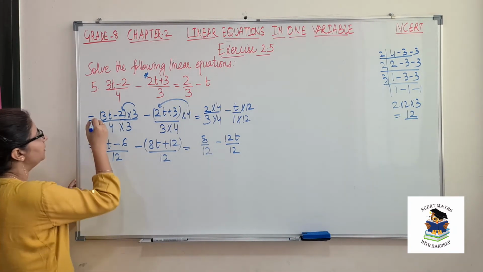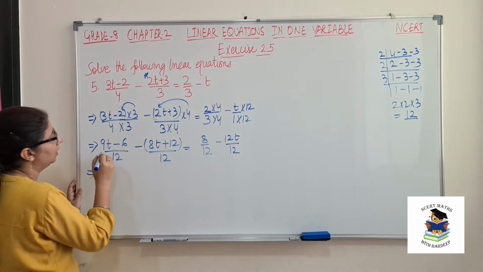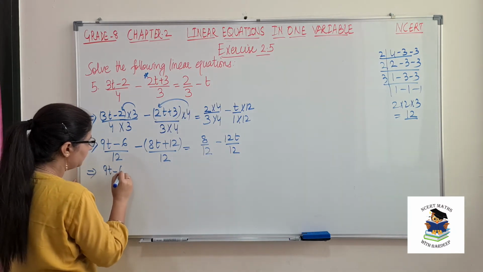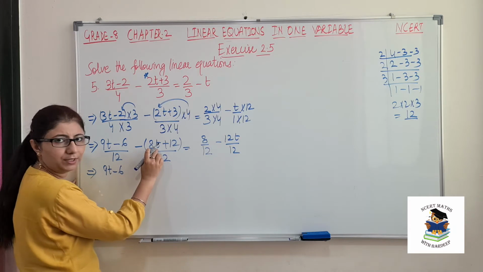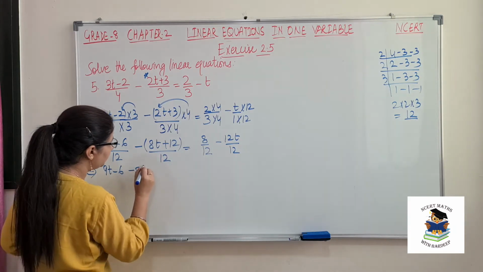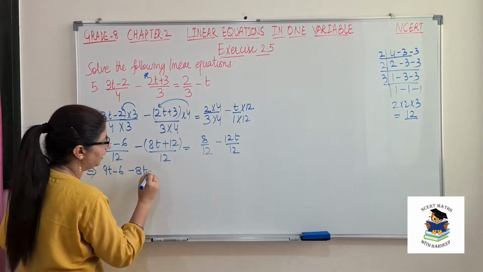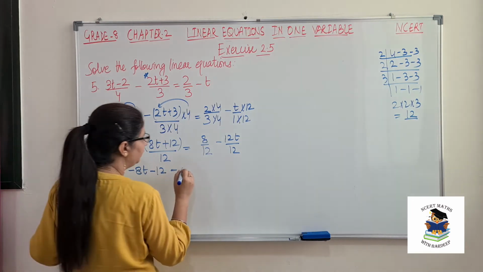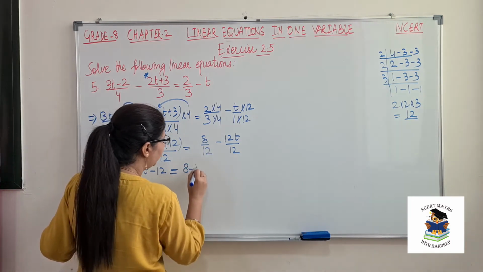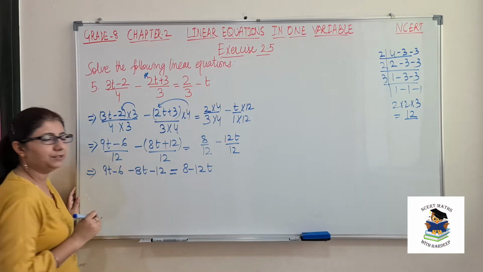So what is left is 9t minus 6. Here the minus will go inside, it will change the sign of each term. So minus 8t and minus 12 is equal to 8 minus 12t.